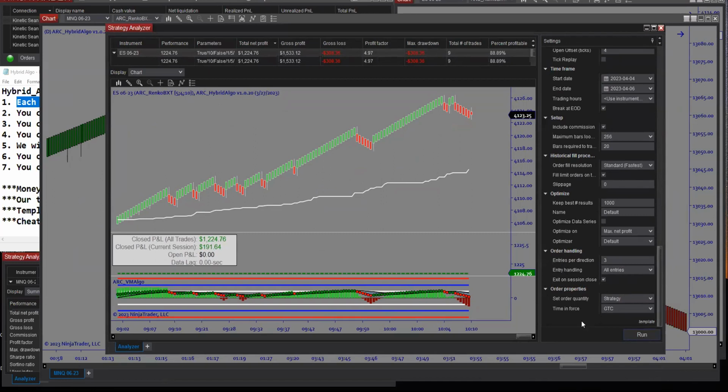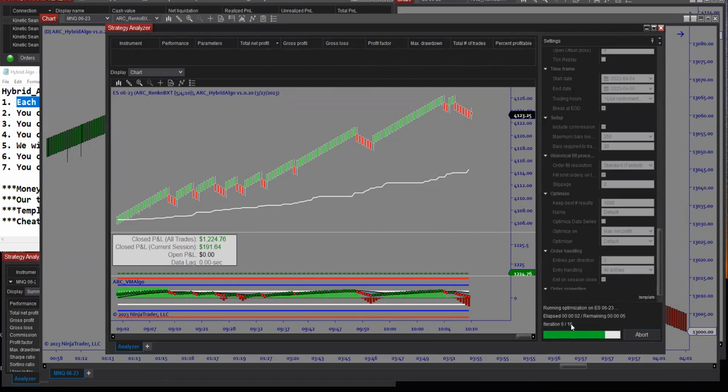Let's run it. Give it a sec. It'll be a lot faster now. There it is. There it is. Whole lot faster. See how fast that optimization came back in 2 days? Bingo, bango. We'll give it a sec.